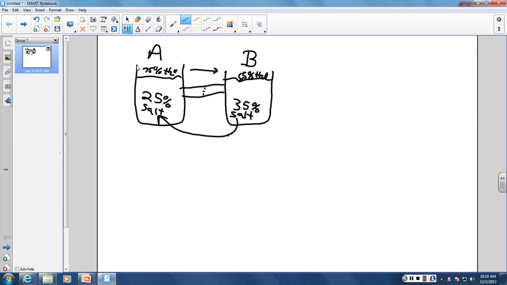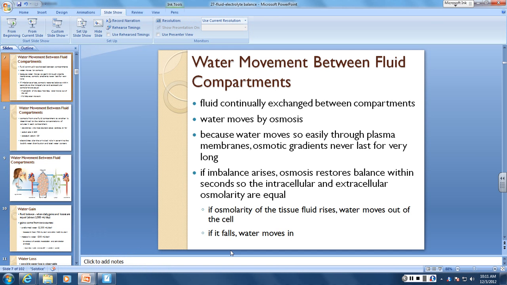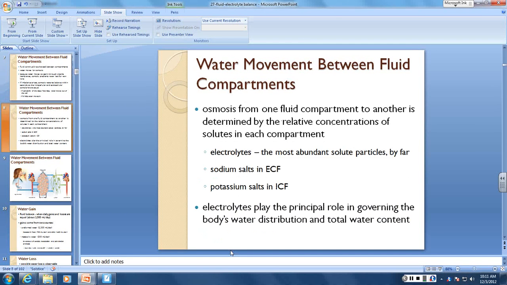Not a big deal. But in thinking about osmolarity, let's go back to the slide where it says, in that last bullet point, if imbalances arise, osmosis restores balance within seconds. If osmolarity of tissue fluid rises, water moves out of the cell. So what you should be thinking here is everything's balanced between tissue fluid and cells. Let's look at the next slide first.